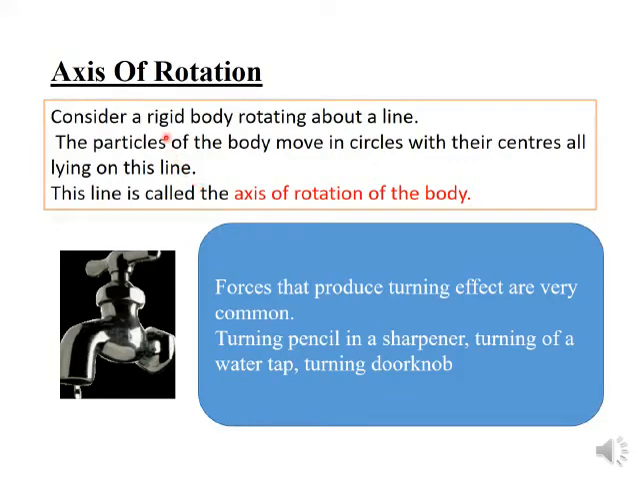Axis of rotation. Consider a rigid body rotating about a line. The particles of the body move in circles with their centers all lying on this line. This line is called the axis of rotation of the body. Forces that produce turning effect are very common. Turning a pencil in a sharpener, a water tap, turning a doorknob, and so on are some examples where a force produces turning effect.